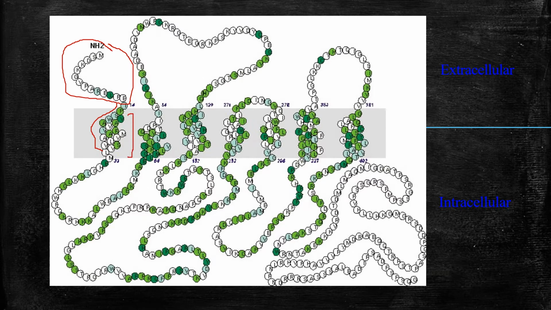And then other hydrophilic portions face the inside of the cell, at the intracellular space. And you can see how it winds back and forth. And this is what we would call an integral protein, also called a transmembrane protein.